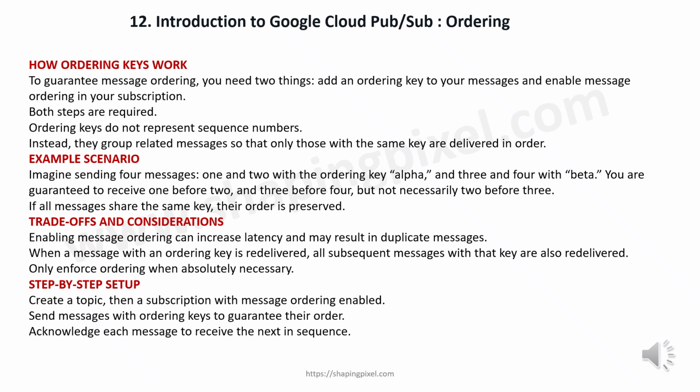Enabling message ordering can increase latency and may result in duplicate messages. When a message with an ordering key is redelivered, all subsequent messages with that key are also redelivered. Only enforce ordering when absolutely necessary. Create a topic, then a subscription with message ordering enabled. Send messages with ordering keys to guarantee their order. Acknowledge each message to receive the next in sequence.